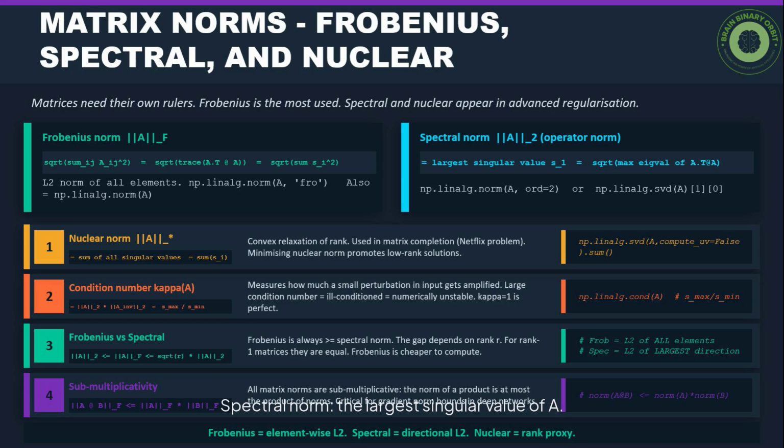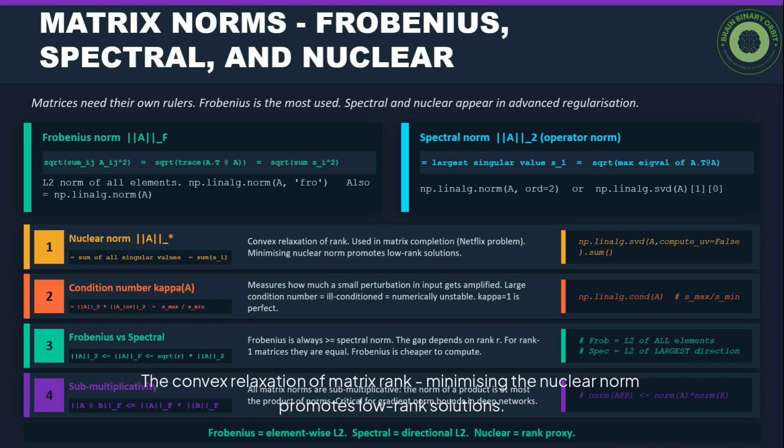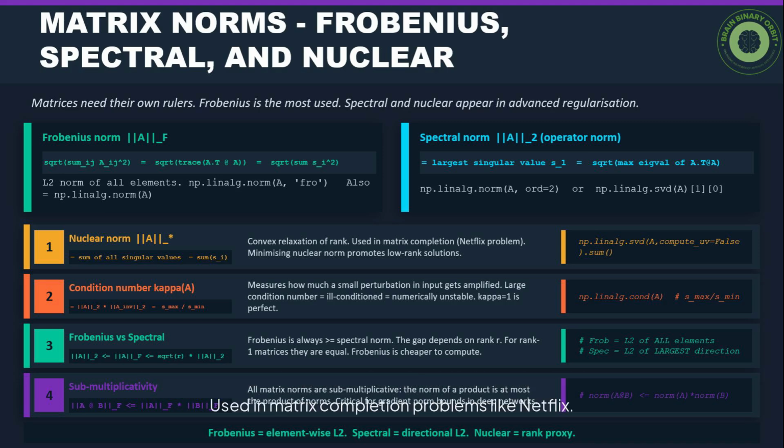Spectral norm, the largest singular value of A, controls how much a unit vector gets stretched. np.linalg.norm(A, ord=2). Nuclear norm, the sum of all singular values. The convex relaxation of matrix rank, minimizing the nuclear norm promotes low-rank solutions. Used in matrix completion problems like Netflix.